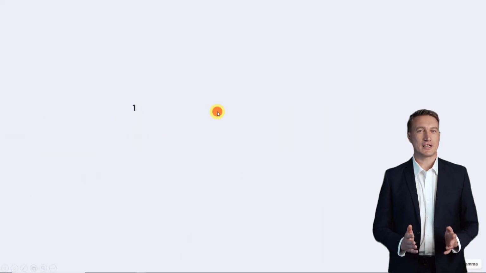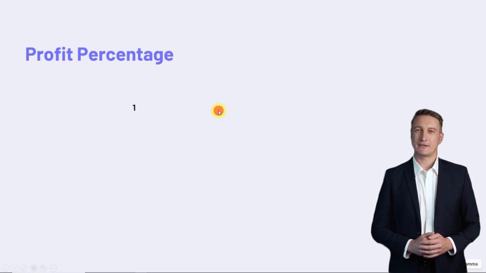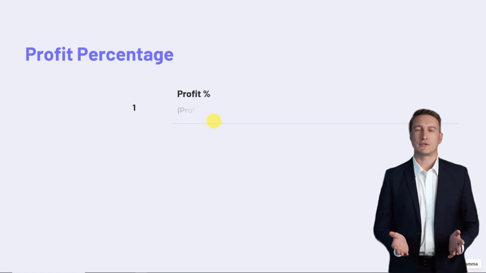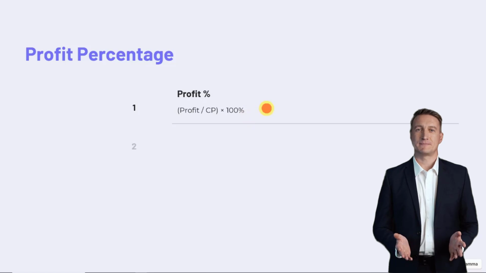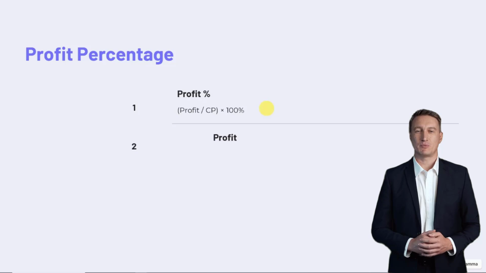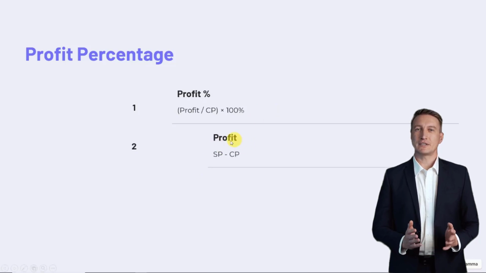Let's move on and have a look at profit percentage. Profit percentage is equal to the profit divided by the cost price, multiplied by 100%. So that gives us the profit equals the selling price minus the cost price.